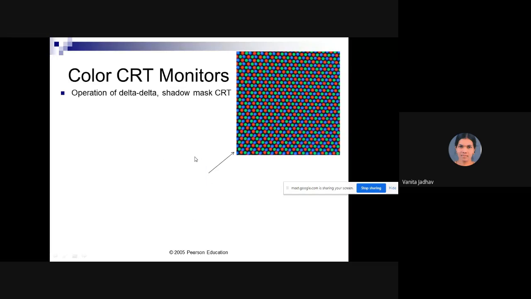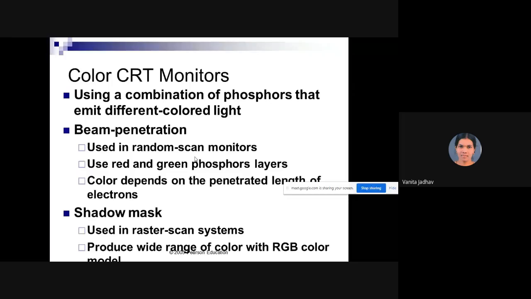Beam penetration is used in the case of random scan, and shadow mask is used in the case of raster scan. If you are talking in terms of applications, in random scan, as I specially mentioned, how many colors are there in a line shot? If there are 4 lines, there are 4 colors; if there are 2 lines, there are 2 colors, meaning the minimum number of colors are required in random scan. But in case of raster, we require n number of colors, and that's why shadow mask is used in raster and beam penetration is used in random.